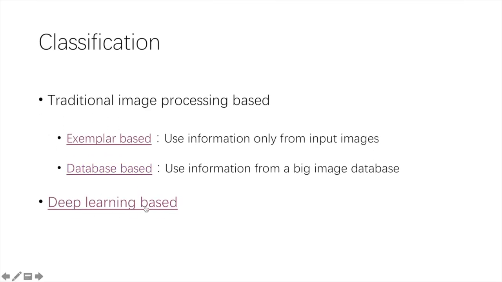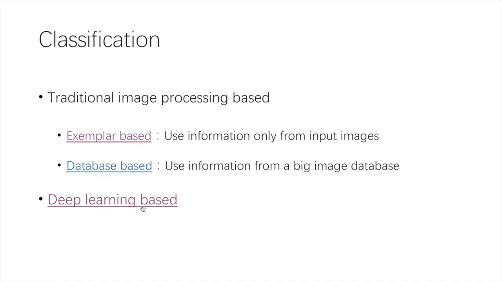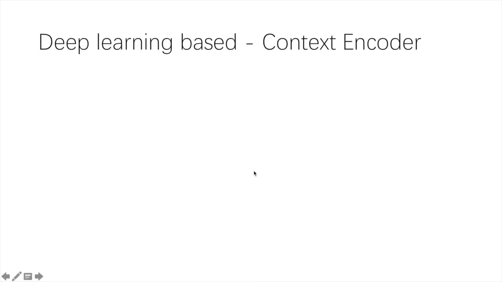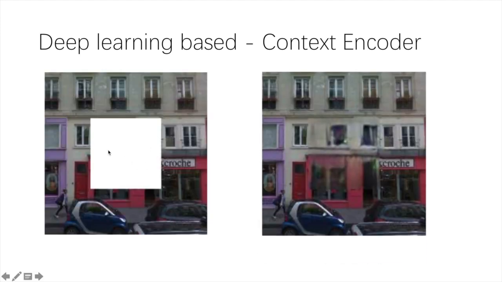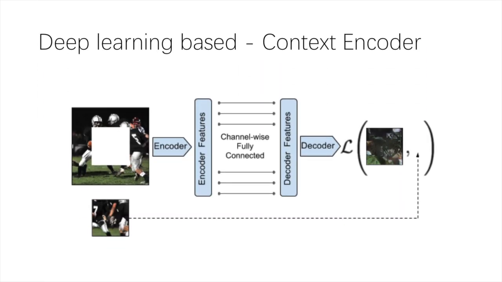Finally, we will talk about the deep learning-based method. Context encoder is the first algorithm that uses deep learning to do image inpainting. Here are two pictures. This one is the input and this one is the output of the network. We see that it gives reasonable results for large hole filling. The overall architecture is a simple encoder-decoder pipeline.